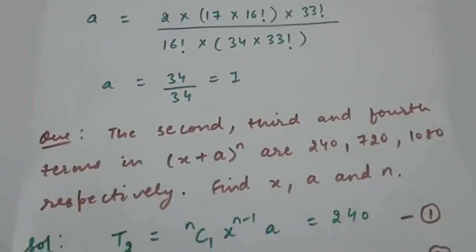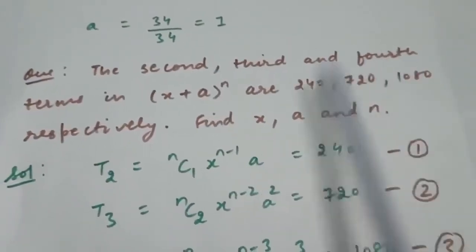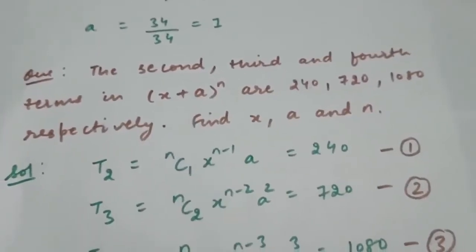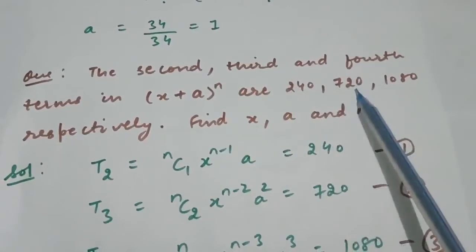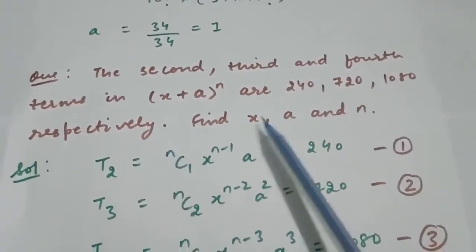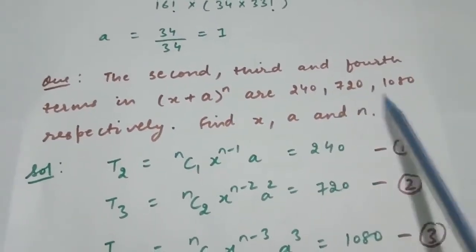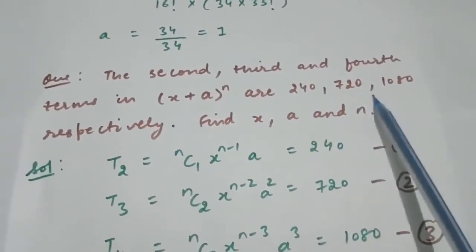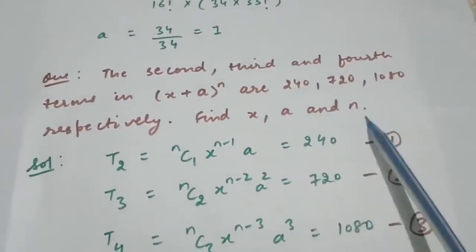Right? Next question is: the second, third and fourth terms in (x + A)^n are 240, 720 and 1080 respectively. Find x, A and n. Second, third and fourth terms are given. Right, we have to find the values of x, A and n.